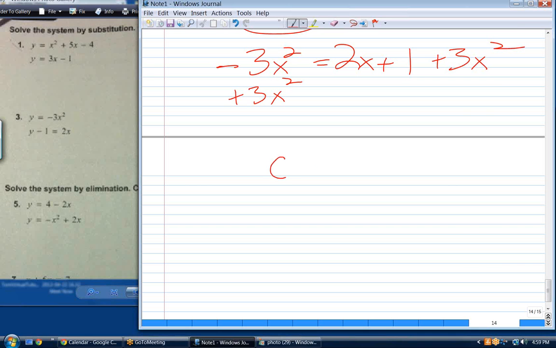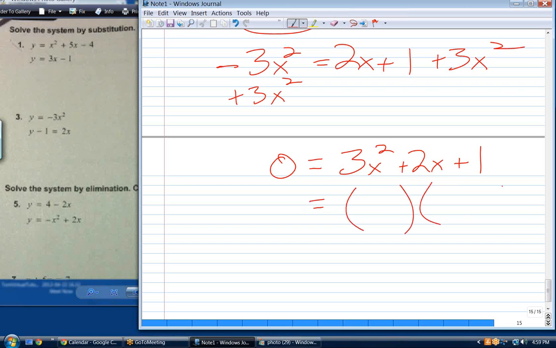Now I've got 0 equals, and I'm going to put it in order. And it doesn't matter if it's on the right or left. I'm going to do the same thing. Help me factor this.